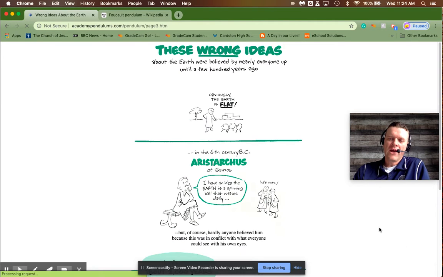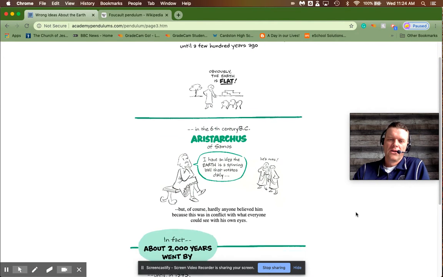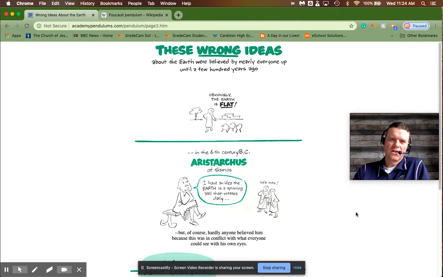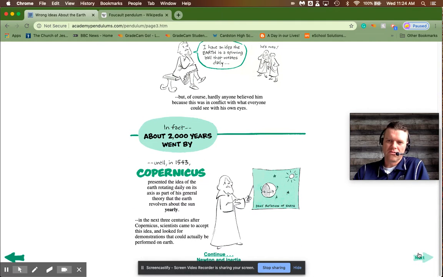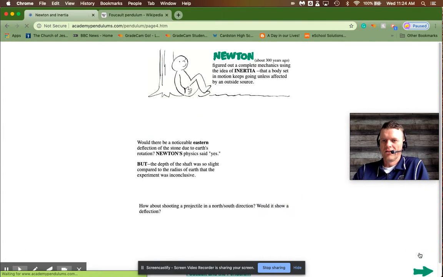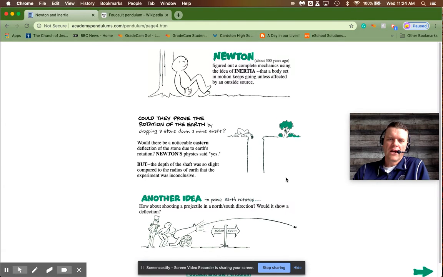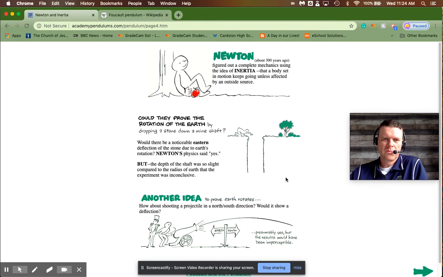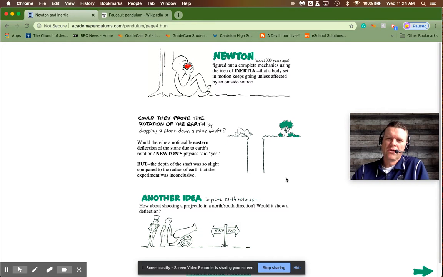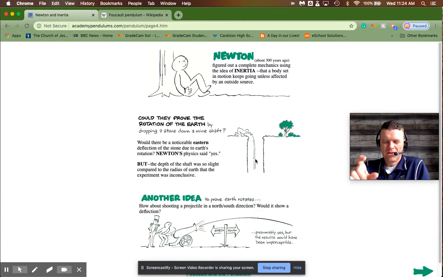Well, a man named Foucault. Actually, this is just showing the history here. A bunch of wrong ideas. People thought the Earth was flat. Anyway, even Isaac Newton looked for ways to prove that the Earth was spinning. They were limited a lot by their testing methods. You can see one here. They dropped a rock down a mine shaft. Can you tell that the rock is slightly moving to one side if the Earth was spinning?